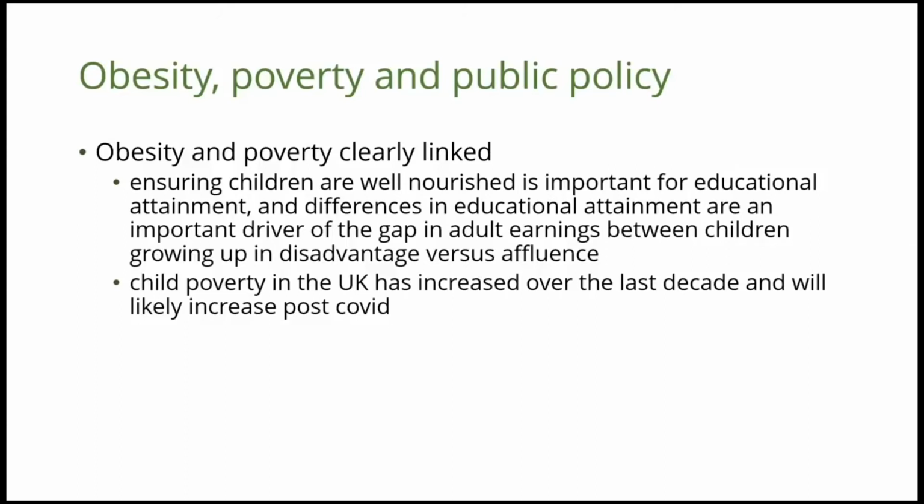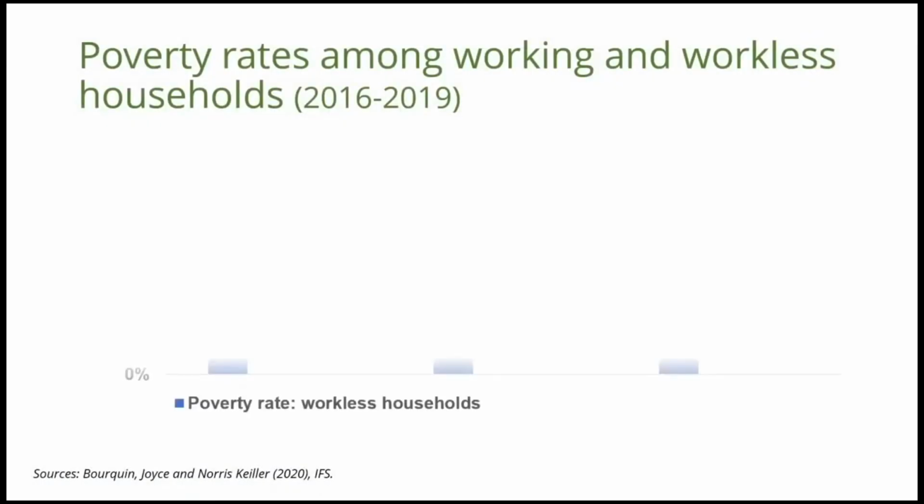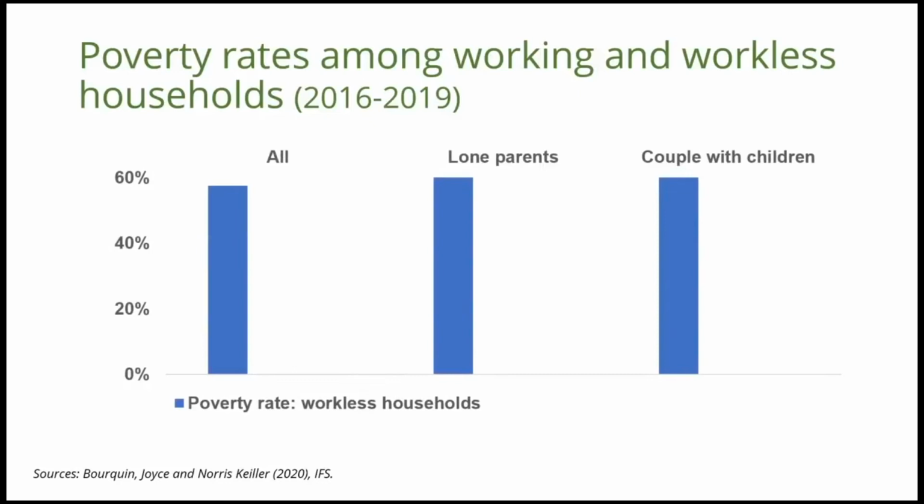educational attainment are an important driver in the gap in adult earnings between children growing up in disadvantage versus affluent families. Good nutrition is essential to both physical and mental growth, and poor nutrition leads not only to longer-term health problems, but also poor economic and social outcomes. So child poverty in the UK has increased over the last decades after falling for several decades.